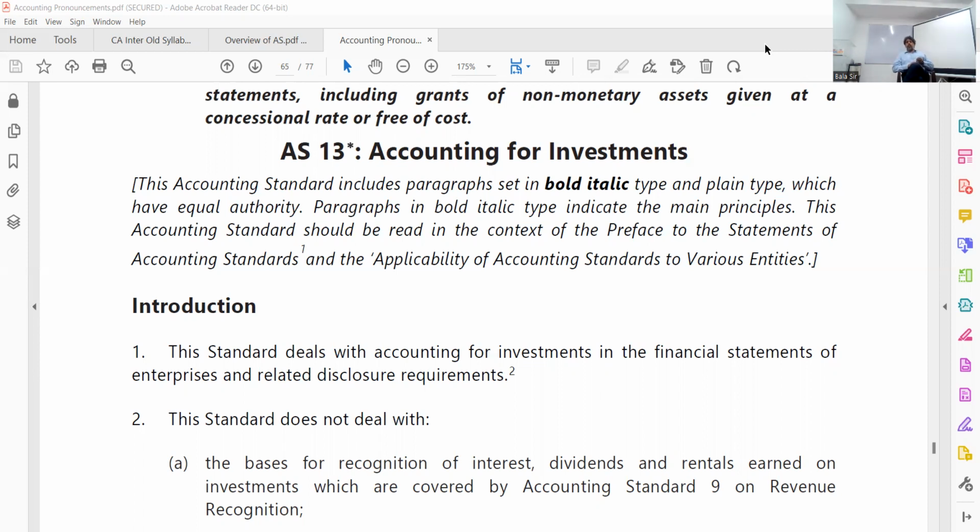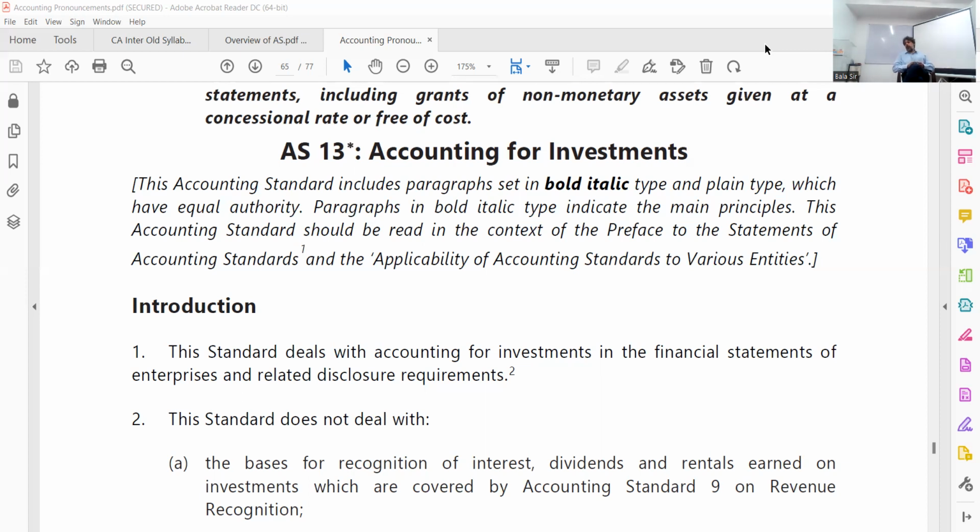Now, without further delay, let me start with accounting for investments. Please make a note in your notebook. Please write AS 13. I'll write the heading as accounting standard number 13. And please write the title of the standard, accounting for investments. Now let us understand the definition of what exactly is an investment. And this standard, for accounting purpose, classifies the investments into current investments and long-term investments.